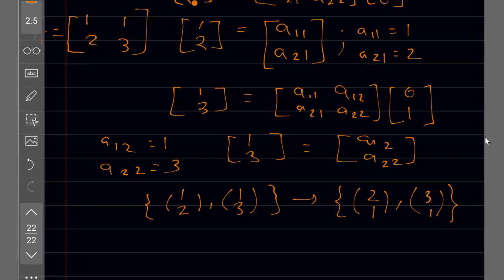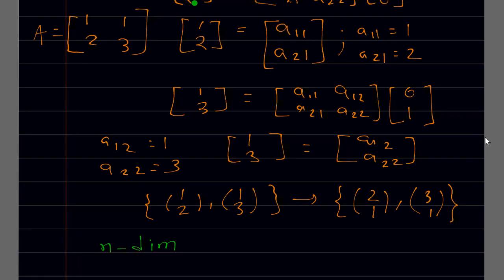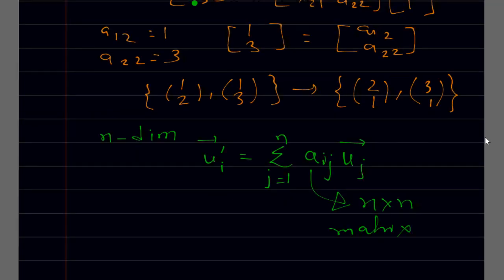All I want you to remember right now is just one thing: in n dimensions the notation of change of basis is that the new basis ui prime can be represented as a sum over j from 1 to n. So aij now turns out to be an n cross n matrix, and the old basis here. So now you have an n cross n matrix that is making your transformation of basis. Okay.